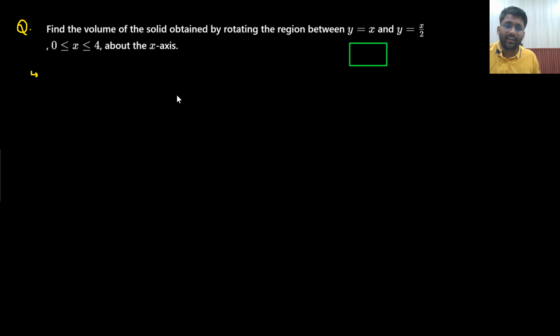Now this is very interesting. Here your formula and all will not work. Here you need to use your brain. So first make the region bounded and then think what will happen. Find the volume of the solid obtained by rotating the region between y equals x and y equals x by 2, with x going from 0 to 4.